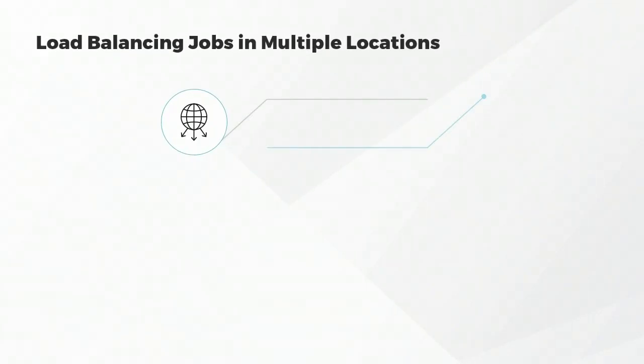So load balancing jobs in multiple locations work in a few different ways. We've got a global external application load balancer. This is a load balancer that is implemented as a managed service and uses an open source proxy to support advanced traffic management capabilities. It has things such as traffic mirroring, weight-based traffic splitting, request and response-based header transformations, and more.